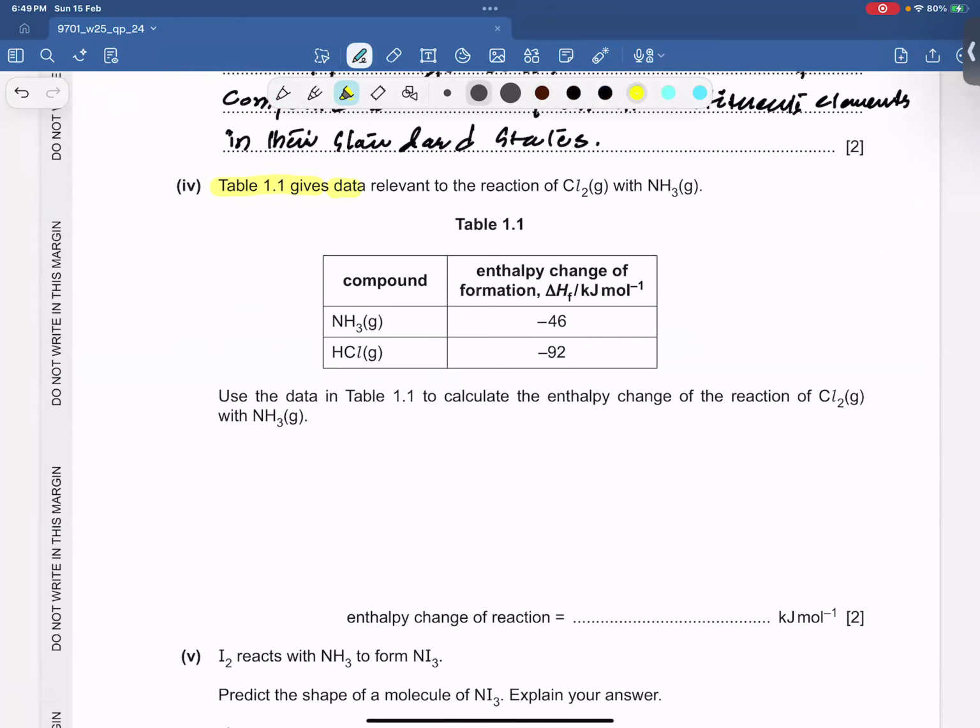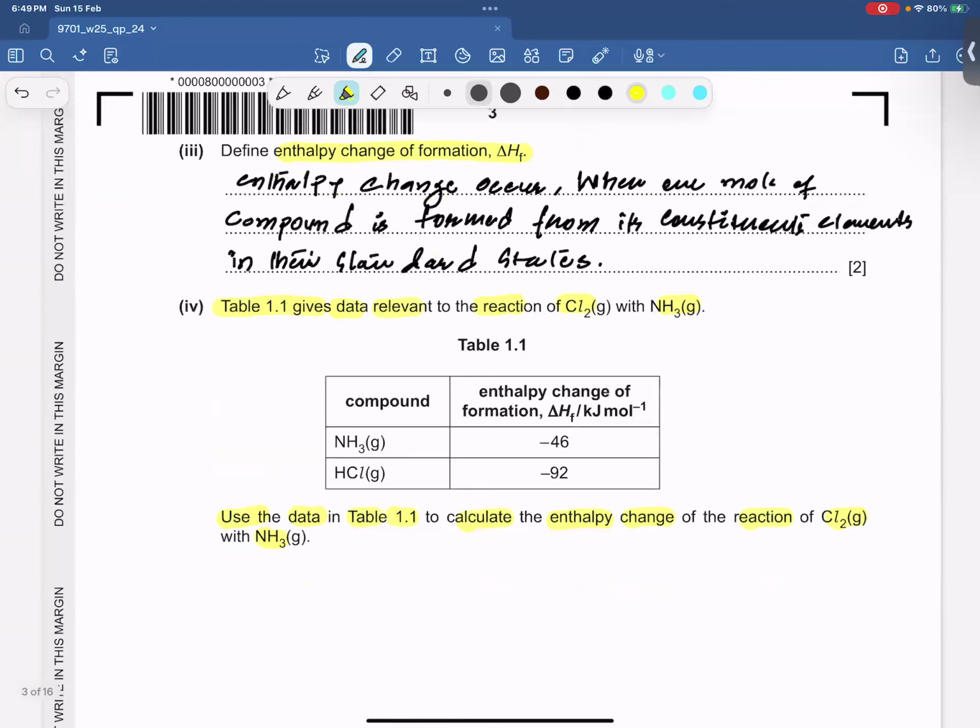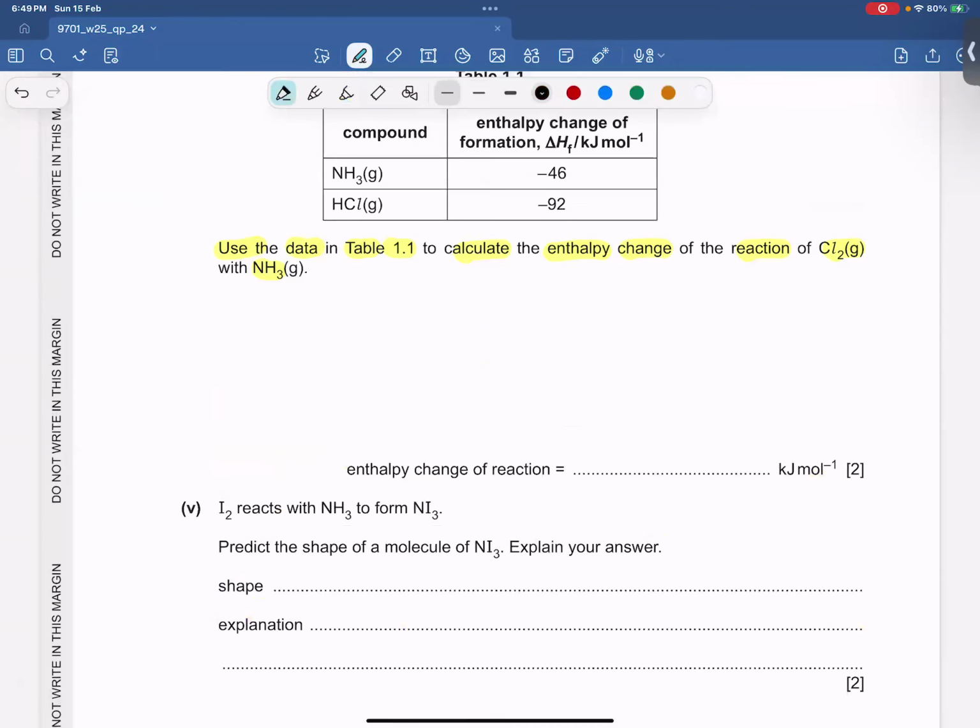Table 1.1 gives data relevant to the reaction of chlorine with ammonia. Use the data in table 1.1 to calculate the enthalpy change of the reaction of chlorine with NH3. Okay, let me write down the equation first. This is ammonia, this is chlorine. They are reacting together, converting into HCl plus nitrogen. And we need to find out the enthalpy change of this reaction also.